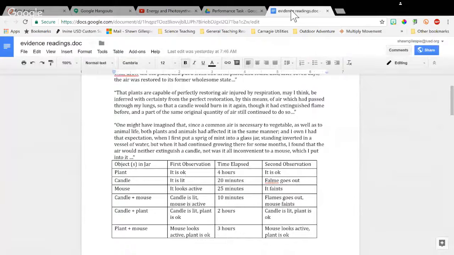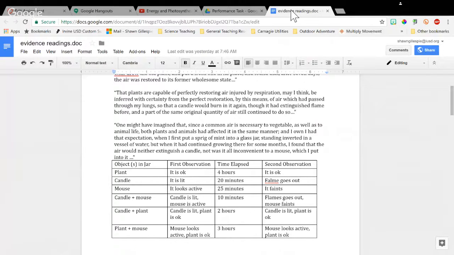So what you can see is that for you, Kylie, instead of just saying that because the mouse was in there with the plant, the mouse lived longer, that's just the raw piece of evidence. You want to make a stronger connection between the evidence and the claim. And so your claim is that plants produce oxygen in photosynthesis. The evidence is that the mouse lived longer with the plant in the jar. So we can expand on that.